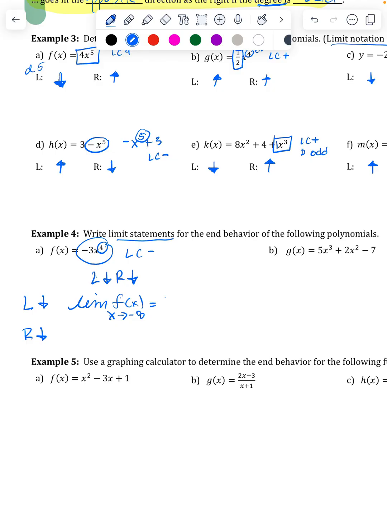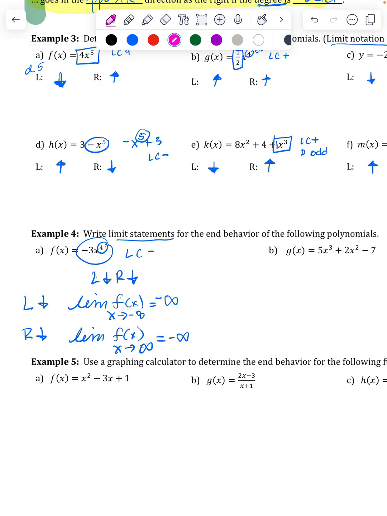And since it's going down, it has to be negative infinity for the y as well. On the right end, I would write that as the limit of the function as x approaches positive infinity. Since it's going down, I would have to write negative infinity. That should actually be for both of these.